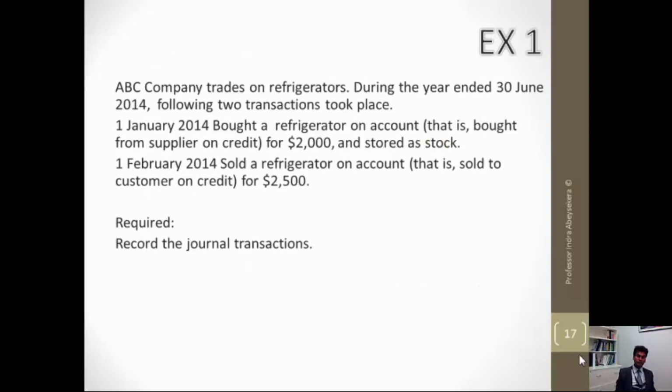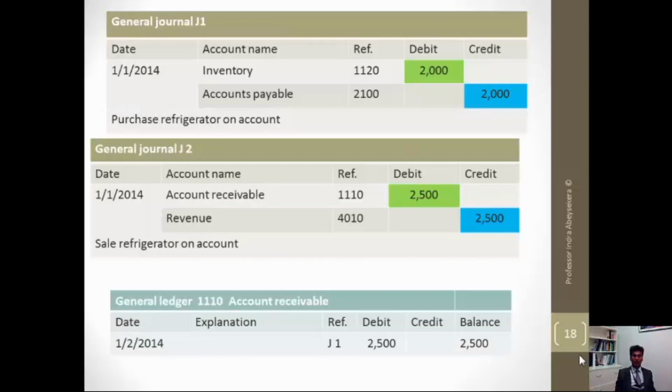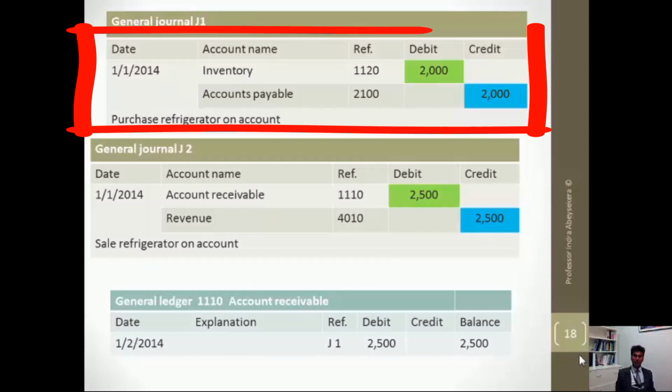Let's look at an example, how we record this. Say ABC company bought a refrigerator on account. That means they have not paid the supplier, bought on credit for $2,000. On 1st of February, they sold the refrigerator on account, sold it to a customer but have not received money, for $2,500. So let's look at how we record it. What did the company receive? They received a refrigerator. They received an asset. And that asset that we have received is called inventory. That is the account name, because that asset is being received to be sold.